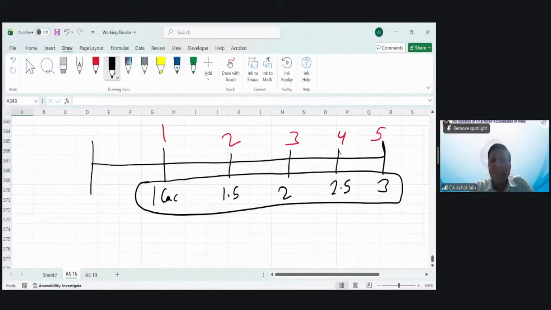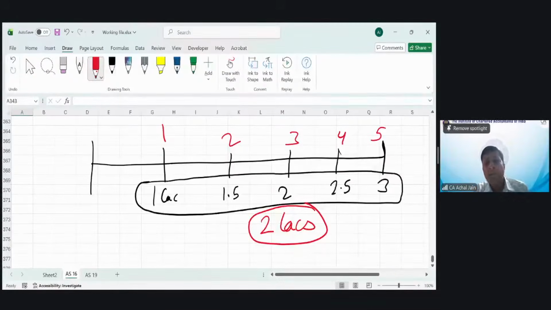Can you tell me the average amount you will get if you do that for 5 years? What is going to be the average in this case? Ankita says 2 lakhs, then Lakshmi says 2 lakhs. I think you need to revisit your calculation. The average amount comes out to 2 lakhs. It's simple. Now, in this case, what will you do?